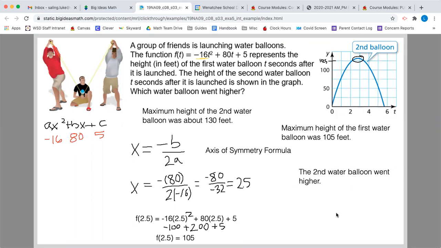And that's the problem. So the most important part of this problem was being able to figure out that our vertex was going to be our maximum height of our function f of t, which is something you could probably, hopefully figure out by looking at the example graph that was given to us. And then applying our axis of symmetry formula, plugging in the output of our axis of symmetry formula into our function, and then calculating our height.